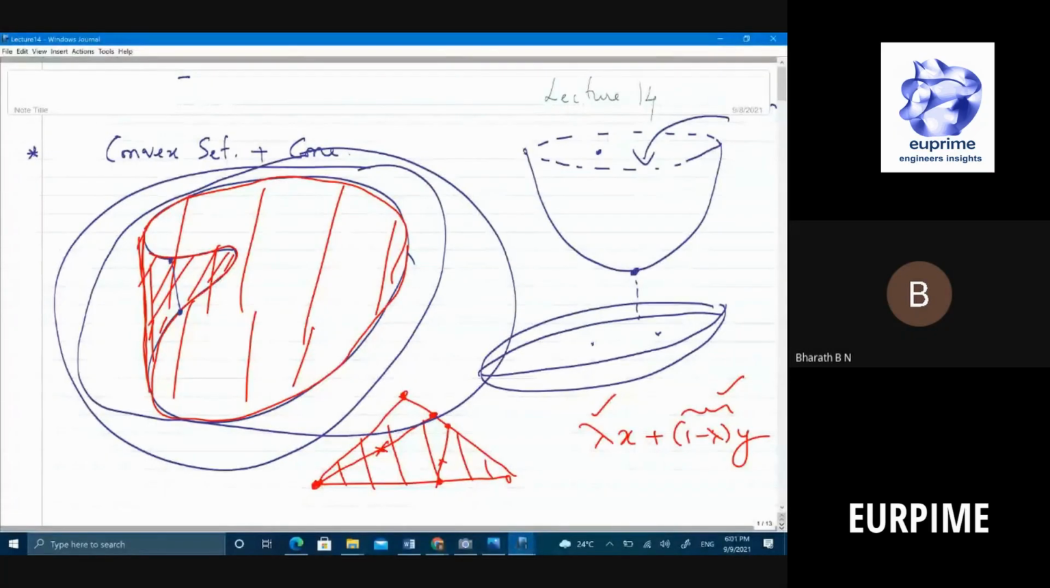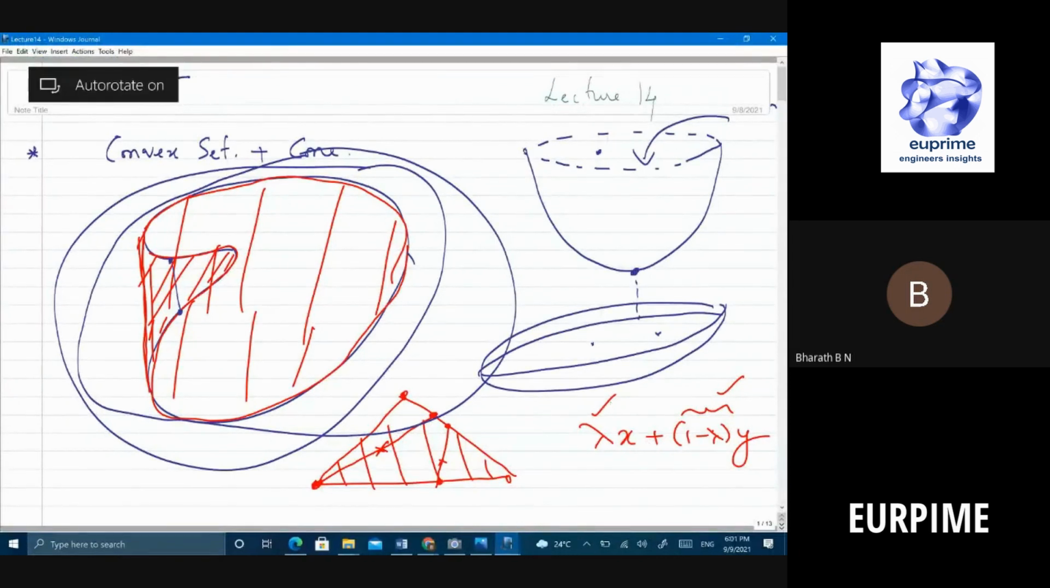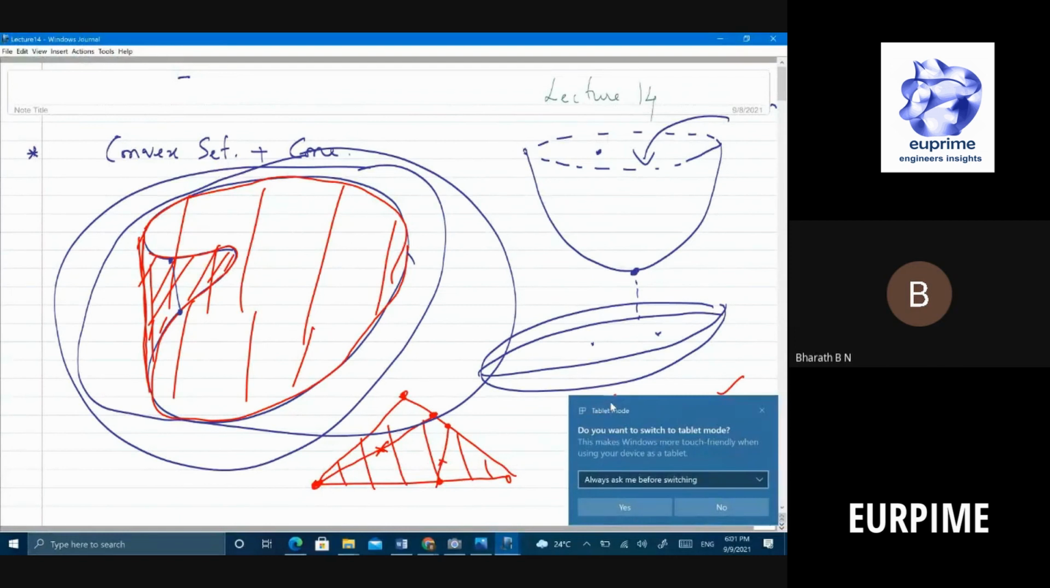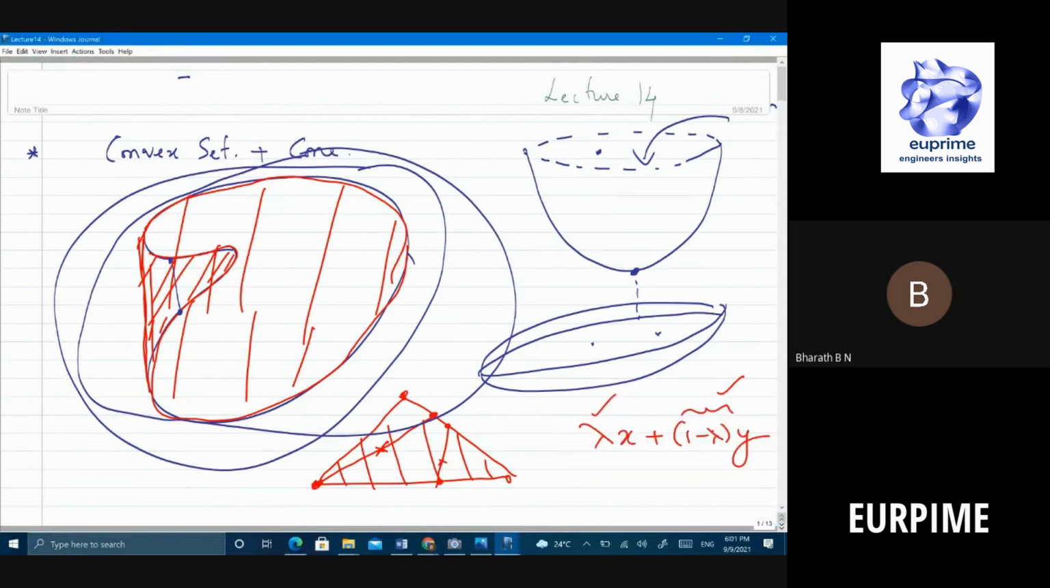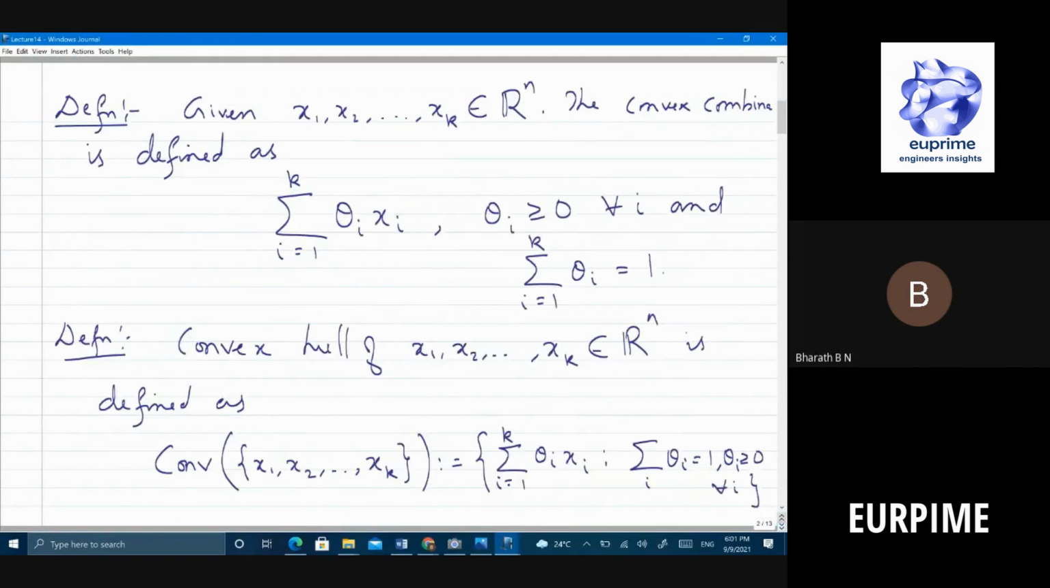Okay, so let's get started. Let's do a quick recap of what we did in the last class. We started looking at what is called the convex combination, right?